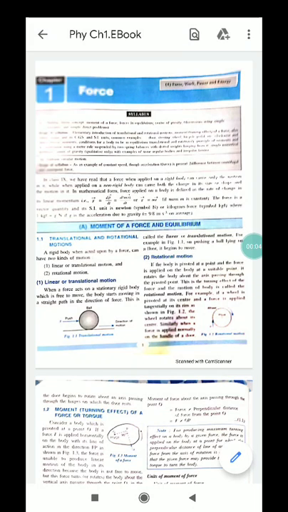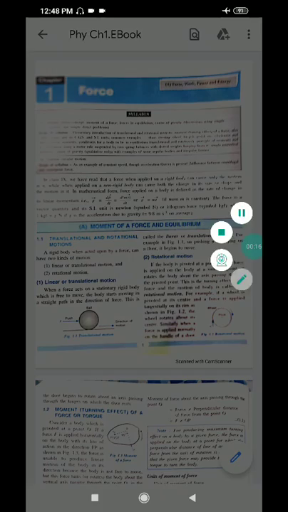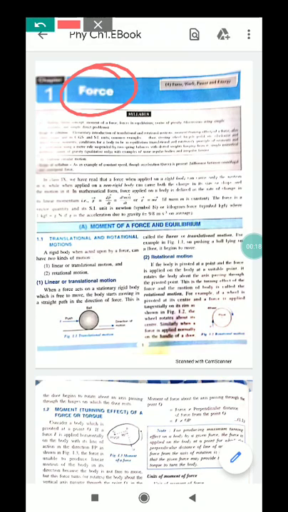Today is the first class of this session, Physics Chapter 1, Force. Before we start the chapter, we have to know what is force. A force is a push or pull upon an object resulting from the object's interactions with another object, and the SI unit of force is Newton.